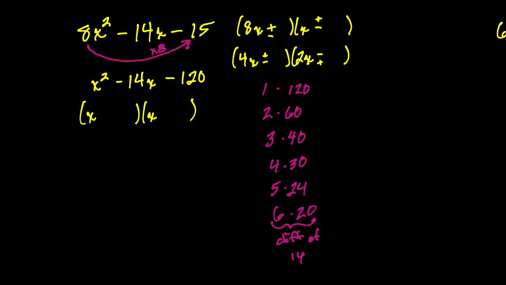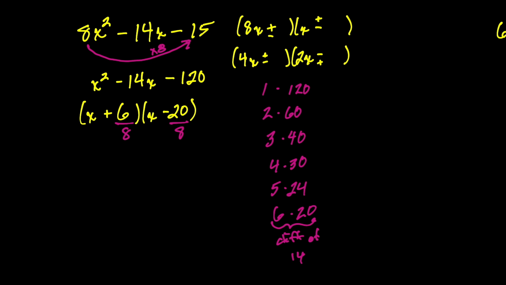I know one has to be plus and one has to be minus. And remember, the bigger of the two numbers, 20 and 6, is going to go with the minus over here. So go ahead, we're going to put our 20 here and our 6 here. So notice up front what we did was we multiplied by 8. So we're going to divide that 8 back out. So I'm just going to say divided by 8, divided by 8.